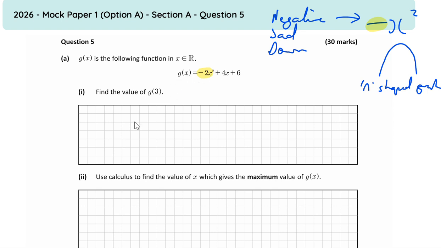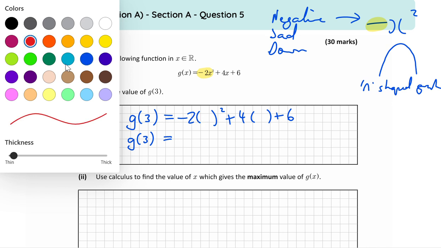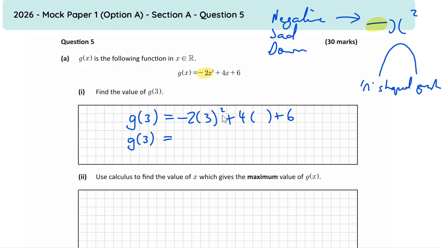When the input is 3, what is the output? So you're just subbing in for x, and you're trying to find out what the y value is when x is 3. So we're putting in 3 everywhere with an x. Remember, that's minus 2x squared plus 4 times x plus 6. And we get minus 18 plus 12 is minus 6 plus 6. We actually get 0. So that is your answer.